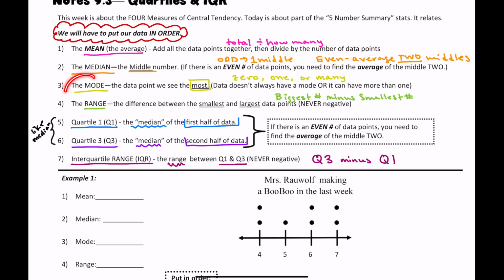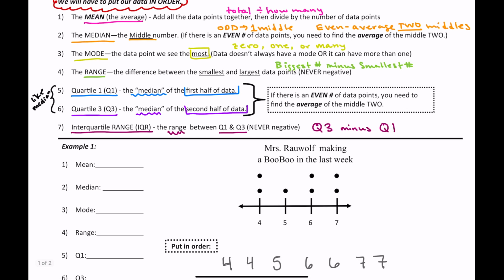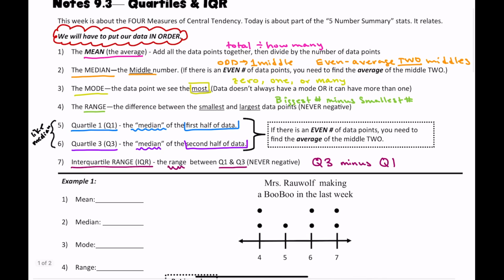If you got an even set of numbers, then you have to find the average of the two middles. Then we got the mode, okay, which is the number we see the most. You can have 0 modes, you can have 1 mode, or you can have a few modes. Then we got the range, which is the difference between the smallest and largest data points. So basically, you do the biggest number minus the smallest number to find the range. All right, the new stuff is 5, 6, 7. That's part of the 5-number summary here, okay?